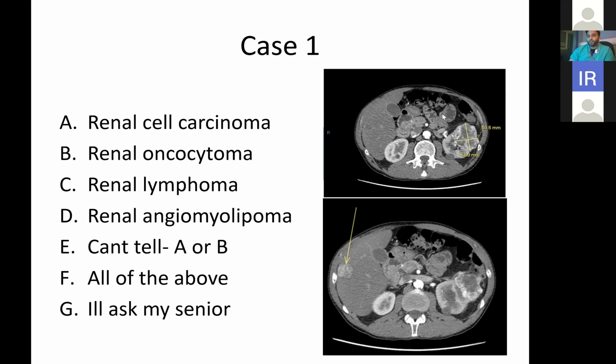And I think through process of elimination, the vast majority have selected A, which is correct. And of course, if you're never sure, certainly you can ask your senior. So yeah, very good. And moving on to, yep, and that's an RCC.